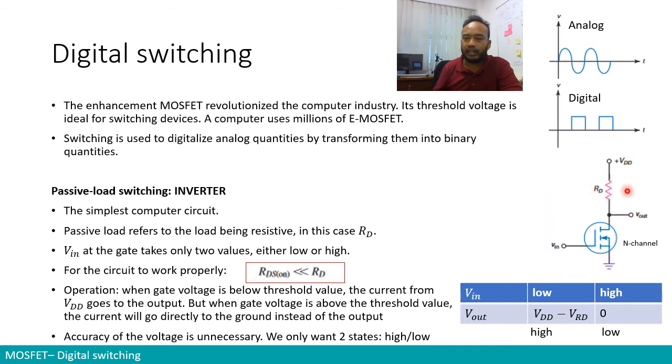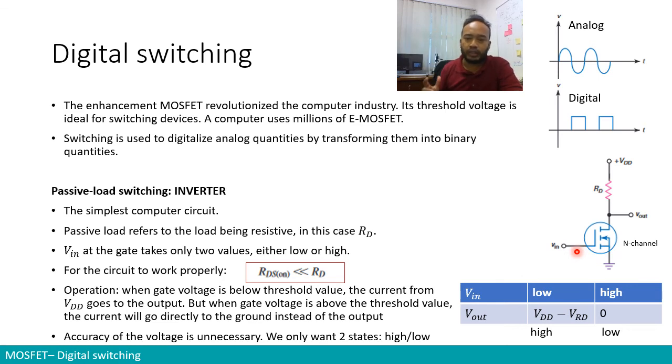If you look at the circuit here, we can identify Vin, which is the gate voltage you supply to operate the N-channel MOSFET. Here we have an N-channel enhancement mode MOSFET. This Vin, the gate voltage, will take two values, either low voltage or high voltage.